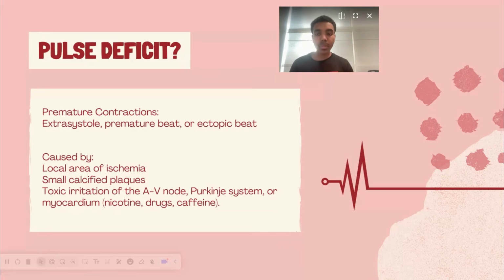A pulse deficit can be caused by a local area of ischemia, small calcified plaques, toxic irritation of the AV node, Purkinje system, or myocardium, nicotine, drugs, and caffeine. So excessive intake of caffeine can cause pulse deficit. As a shout out to whoever takes Red Bull or drinks too much coffee, you could get pulse deficit.